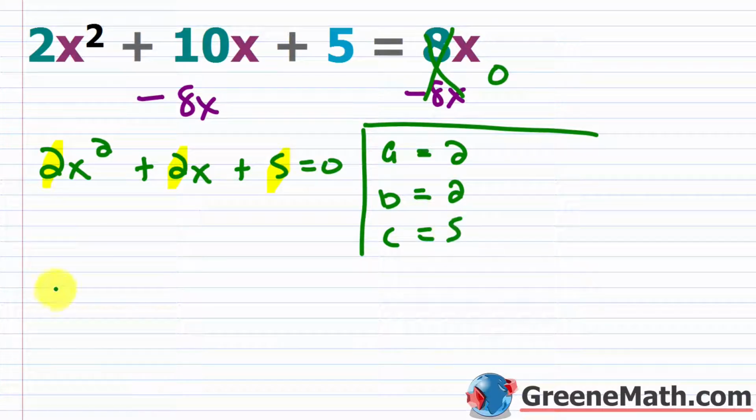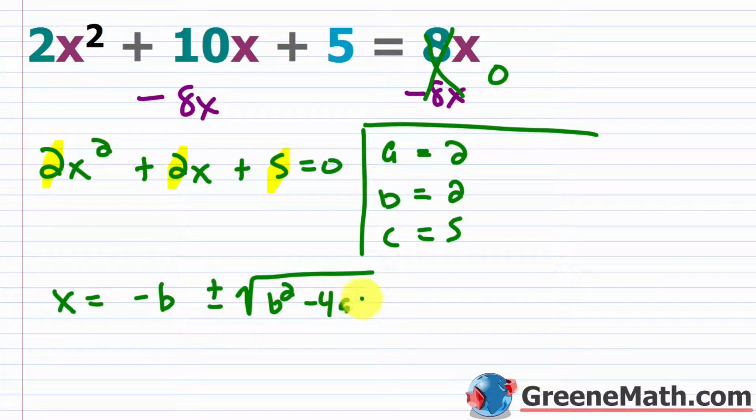Okay, and then you're going to plug in. So x equals, remember this is negative b, plus or minus the square root of b squared minus 4ac all over 2a. Okay, this is something I've memorized throughout the years. If you don't have this committed to memory, it's okay. Something you can really look up quickly.